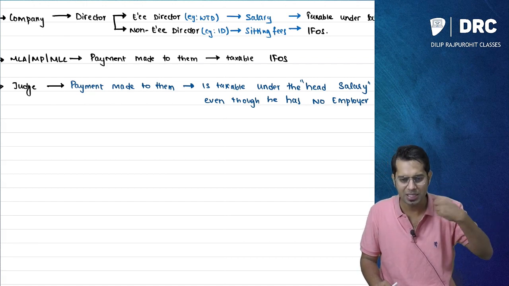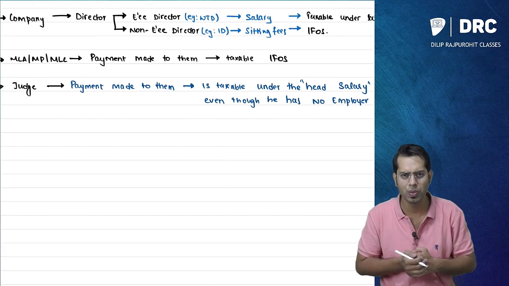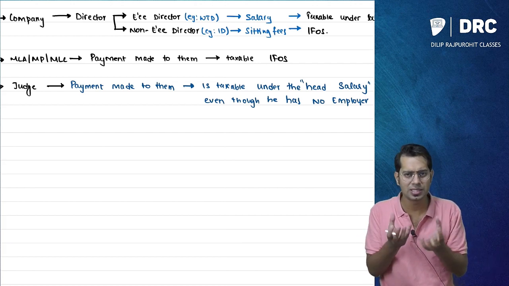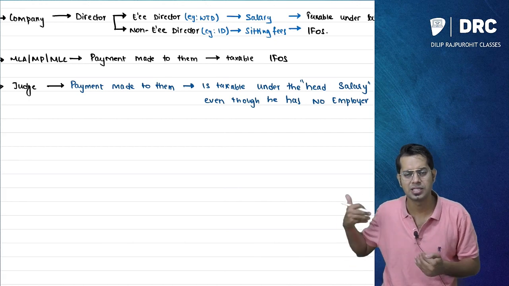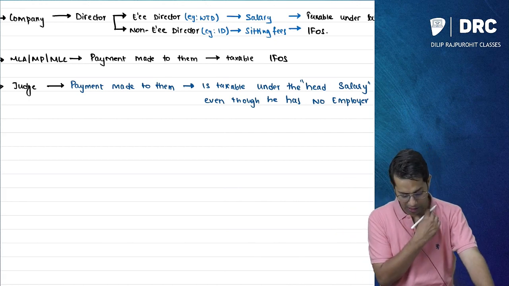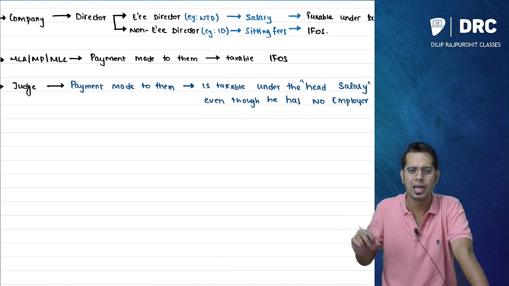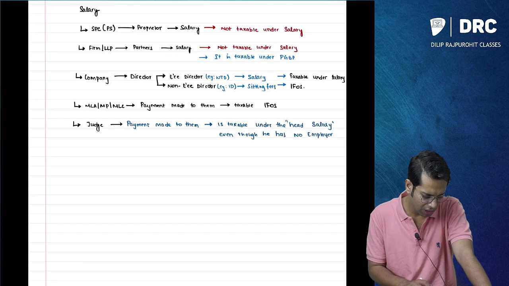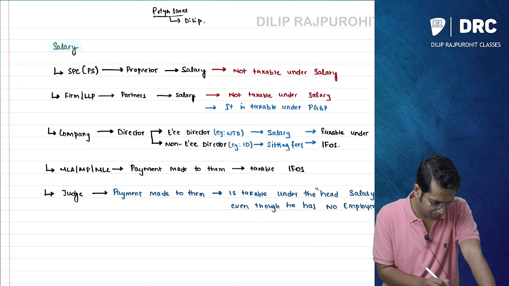So a judge is going to analyze the case. He is going to hear the points of one advocate and the points of the other advocate, and based on his understanding of the law and the past judgments, etc., he is going to give his opinion. Now that means what, sir? He does not have any employer. But still the amount which is paid to him will be taxable under the head salary. So this is a point which you can keep in mind for your MCQ question. Okay.